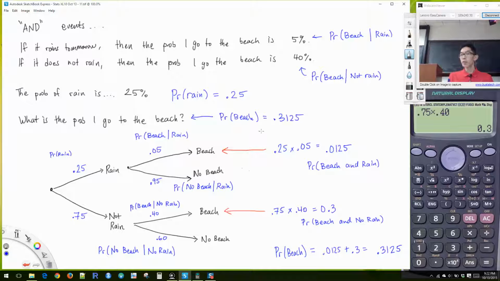Okay, does that make sense? The total probability I end up at the beach is: I could end up at the beach with rain, I could end up at the beach without rain. The probabilities of those things are different, but I can combine them and get 0.3125. Okay, and so what's the probability of beach and rain? I had to multiply these things together.